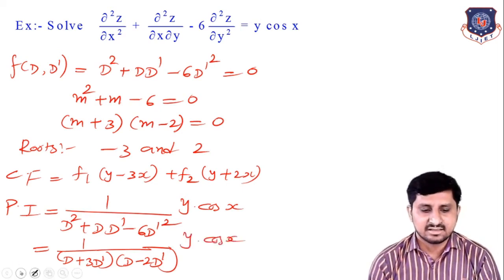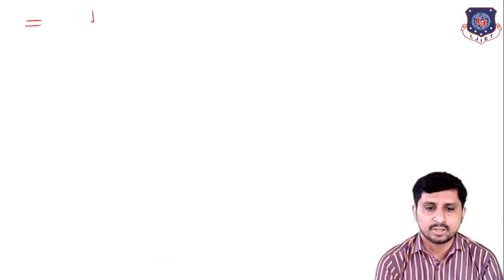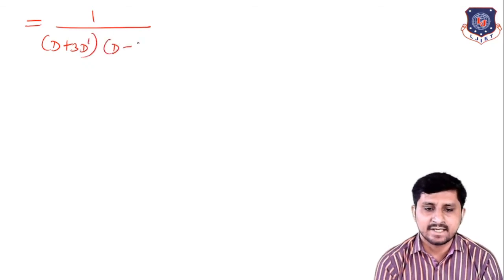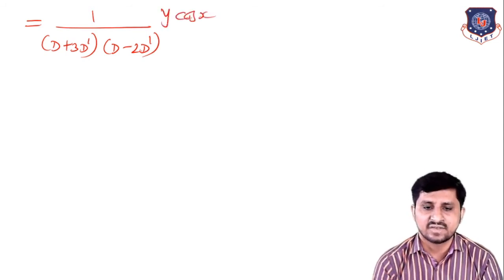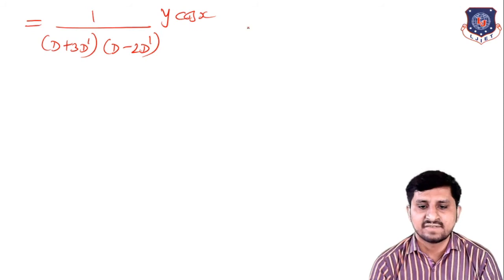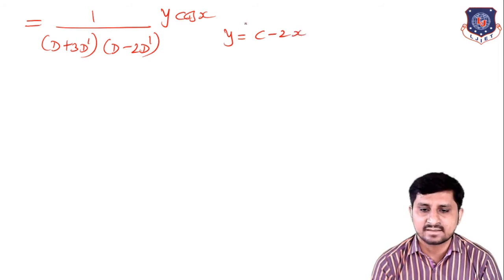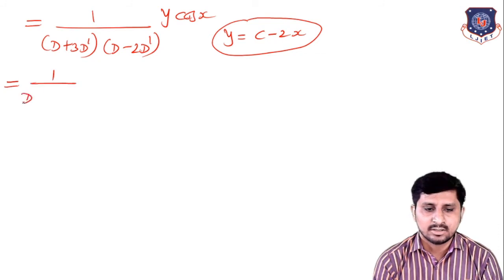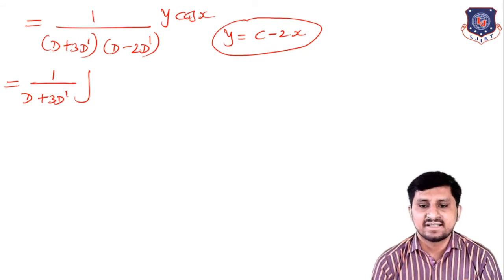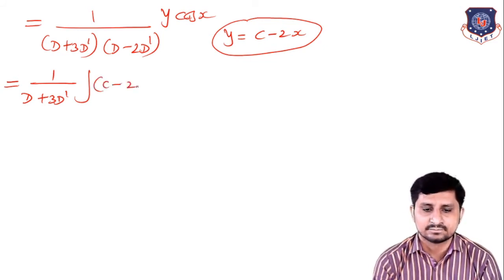So I write this step once again. This equals 1 upon (D plus 3D') and (D minus 2D'), and the function is y into cos x. Okay, so first I operate (D minus 2D') on this function. So I can take y equal to c minus 2x. So this equals 1 upon (D plus 3D') as it is, integration, instead of y I have to take c minus 2x, so (c minus 2x) into cos x dx.